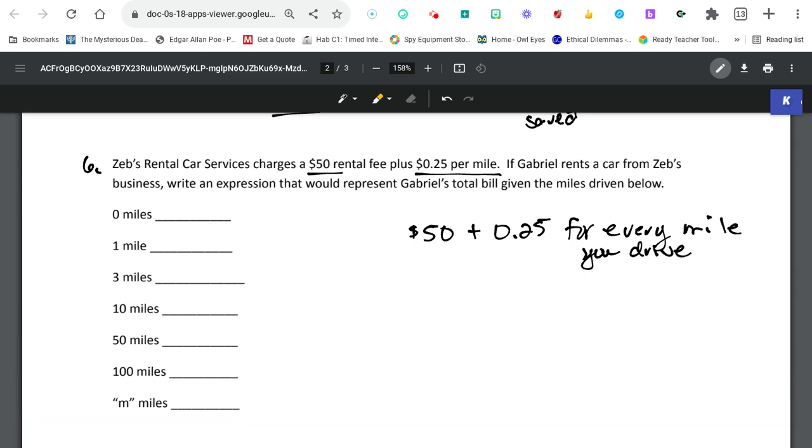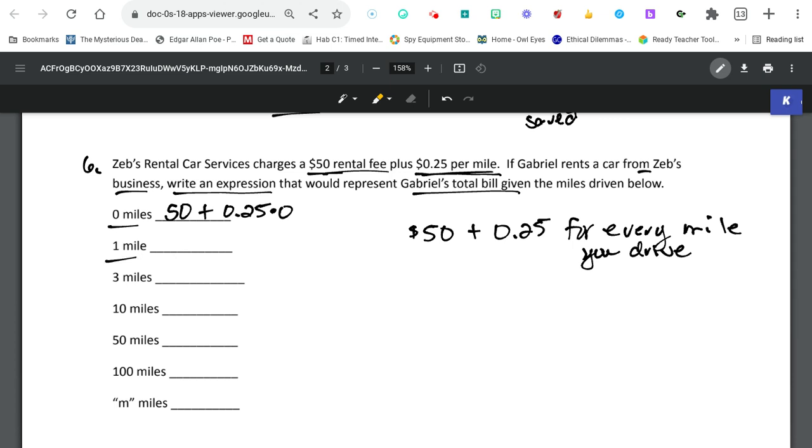Says if Gabriel rents a car from Zeb's business, write an expression that will represent his total bill given the number of miles driven. Well, let's see. If Gabriel doesn't drive at all, well, what are they still going to charge him for renting? Well, $50 is the rental fee. You pay that off the top. Plus, he won't have to pay 25 cents at all, because it's 25 cents for every mile. And if it's 0 miles, he's paying 25 cents 0 times.